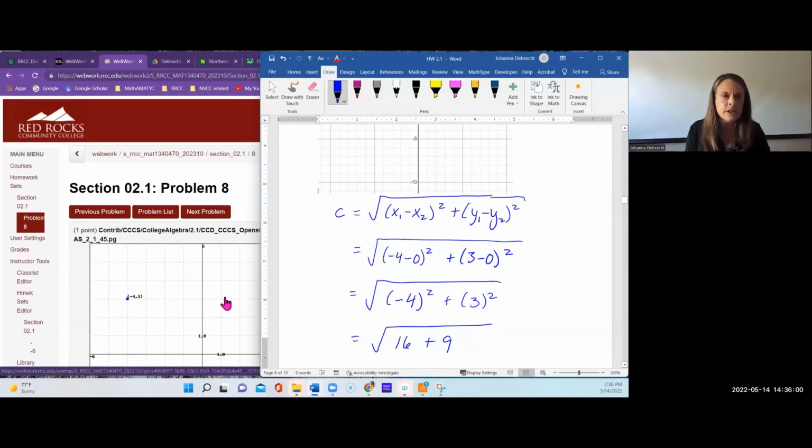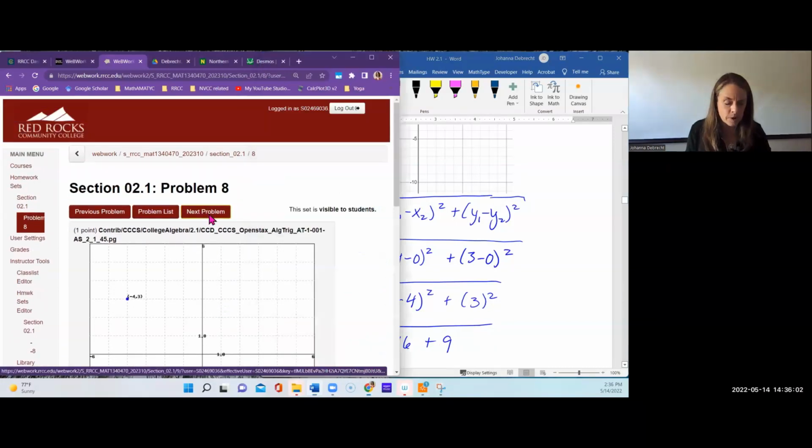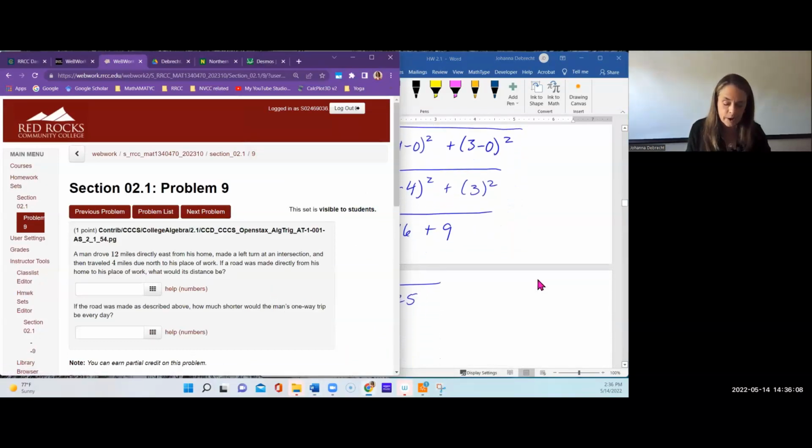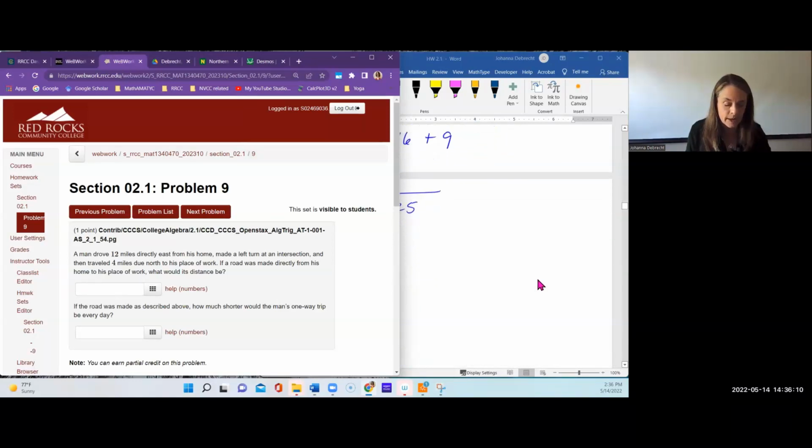Let's now take a look at the next part, which is problem number 9. It says a man drove 12 miles directly east from his home, made a left turn at an intersection, and then traveled 4 miles due north to his place of work. If a road was made directly from his home to his place of work, what would its distance be?